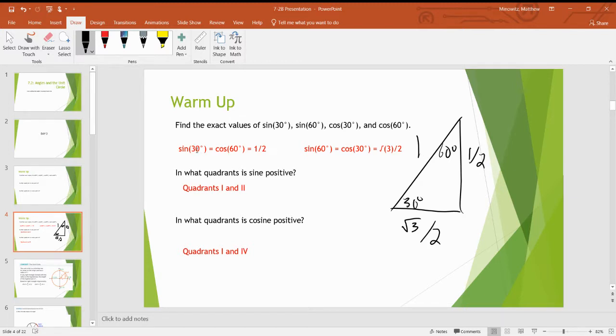We learned that the sine of 30 is the same as the cosine of 60. And if you didn't know that, we could set up the triangle and do adjacent over hypotenuse. Same thing with sine of 60 and cosine of 30.